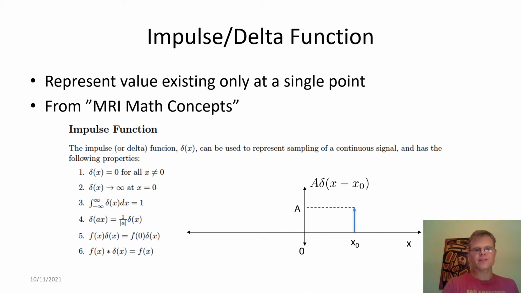And a couple things I've indicated in the bottom right here in this plot: we can scale the amplitude, so how large this value is, by scaling it, in this case capital A. And we can also shift, we can move this impulse or delta function around by, in this case, some value x0. Okay, and we're going to use this delta function more and more in the coming weeks as we get into image formation.